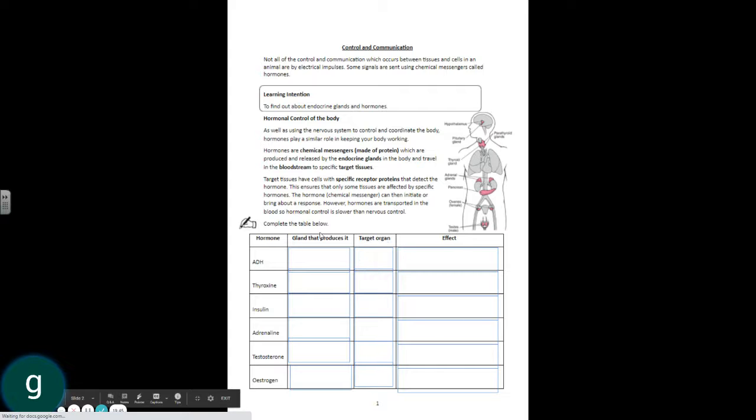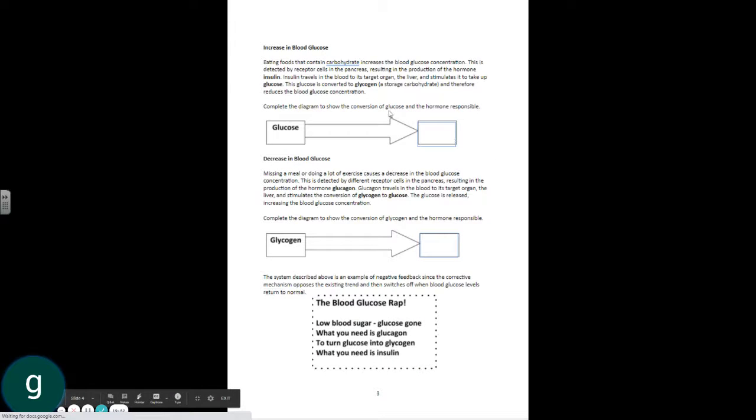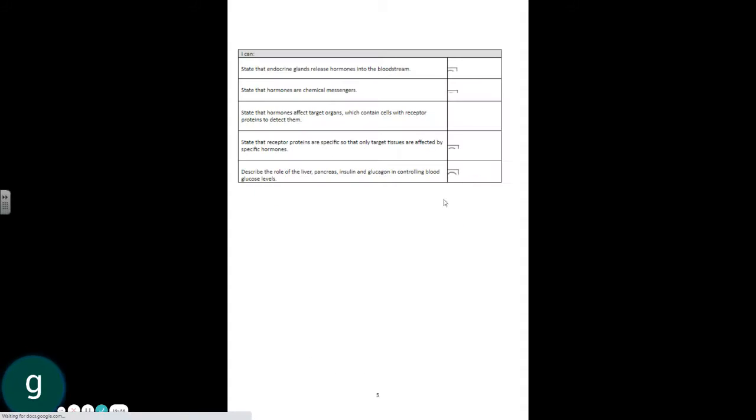This is that table I said you don't really need to know anything from except the insulin line. This is a summary of blood sugar control with a nice picture. This is glucose becoming glycogen, and glycogen becoming glucose. We should know that endocrine glands release hormones, that hormones are chemical messengers, and that hormones affect only the target organs that have the receptor proteins for them. The receptor proteins are specific to only that target hormone, and we should know how insulin, glucagon, pancreas, and liver control your glucose levels. Hopefully that makes sense.